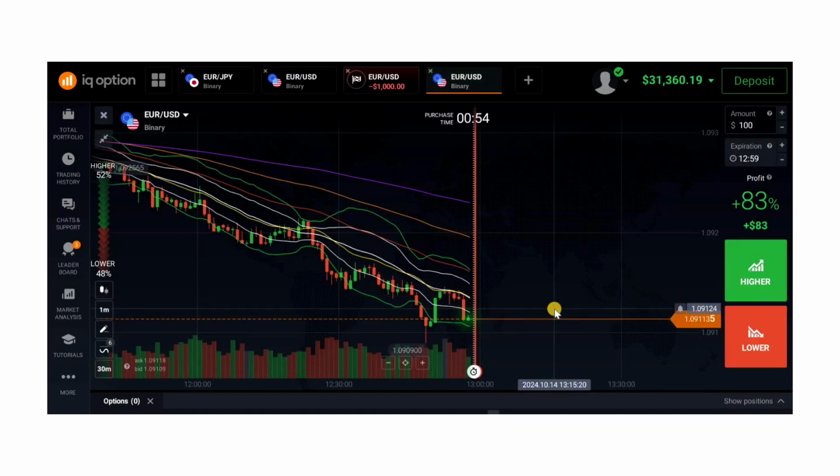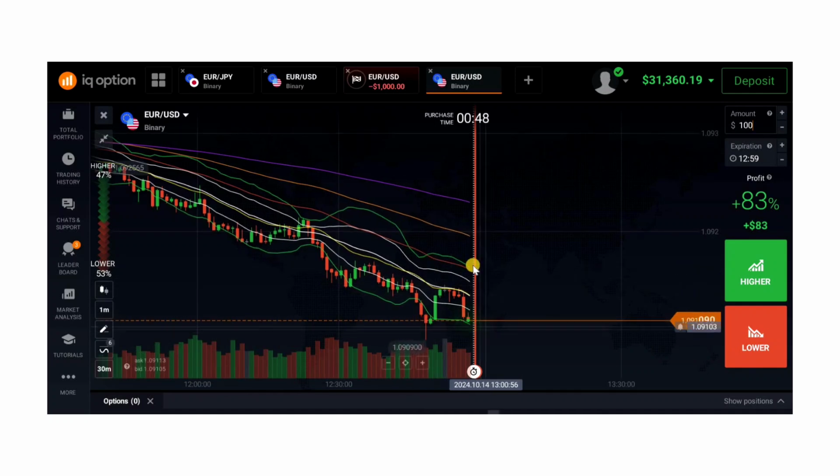And this is how I trade for 5 minutes expiration. For instance, if I had taken a 4 minute expiration, it would still have been in the money. But in this case, I'm banking on the long-term direction. When I say the long term, I mean the long-term direction of the trend.